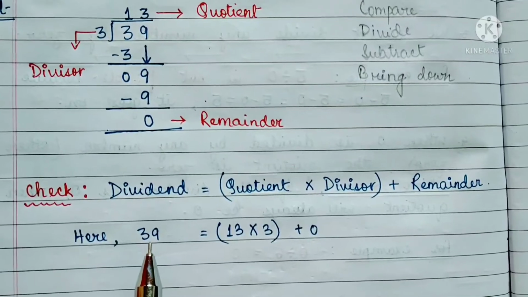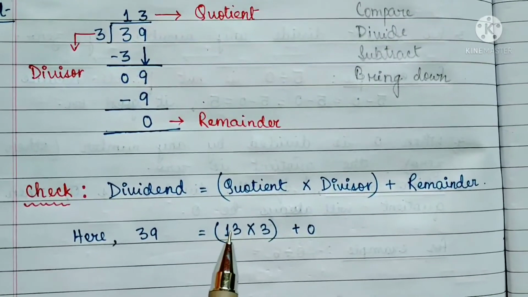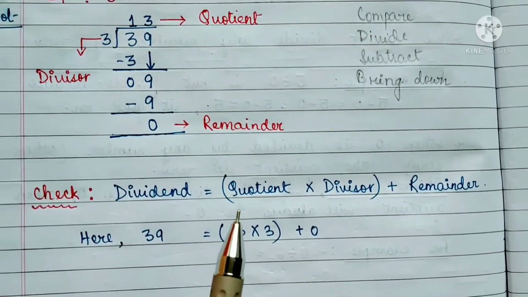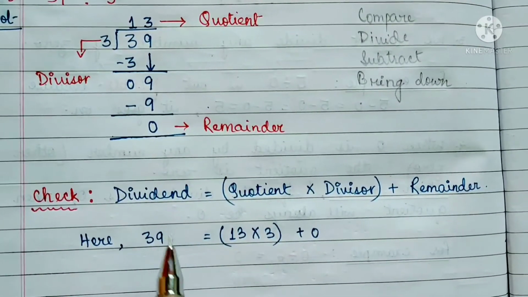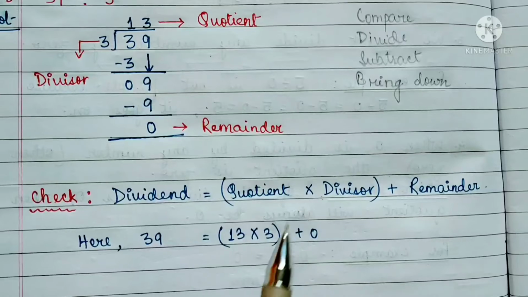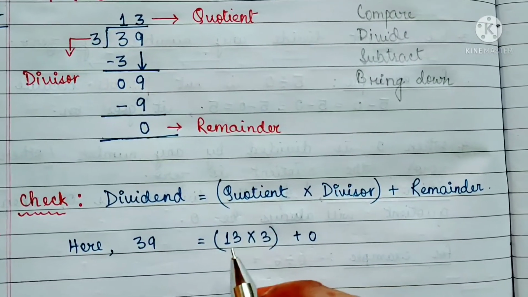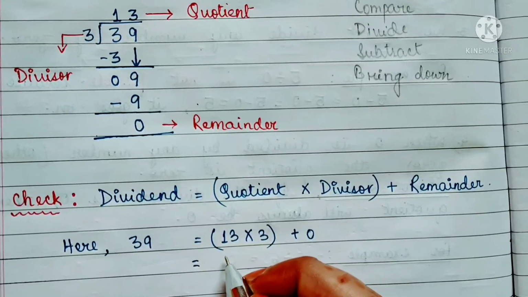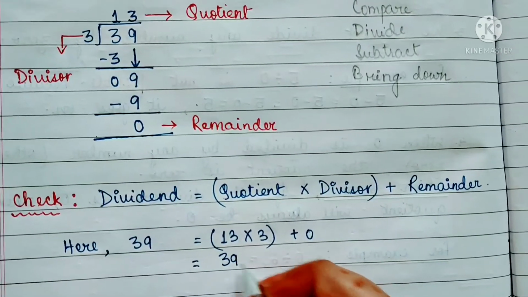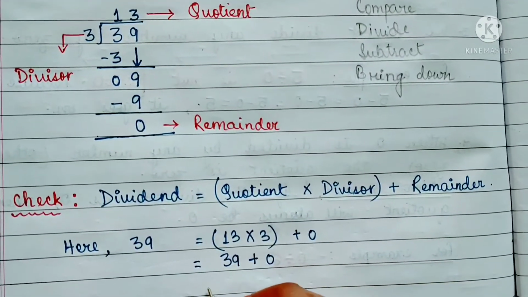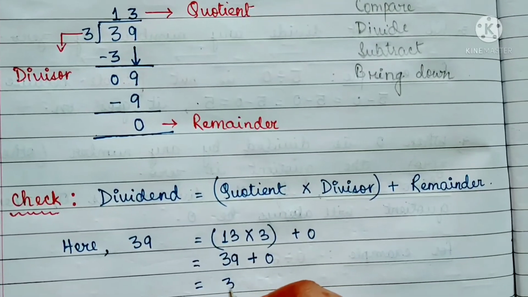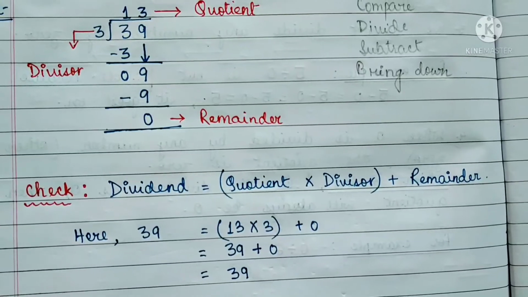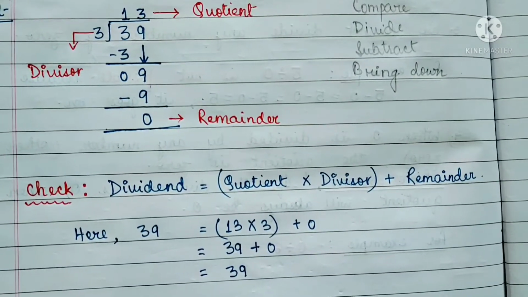So here we have the dividend 39. Let's check. It must be equal to 39. If our division is correct, then this dividend must be equal to quotient into divisor plus remainder. Quotient into divisor. Children, 13 multiplied by 3 is 39 plus 0 gives us 39. So this shows that our division is correct.